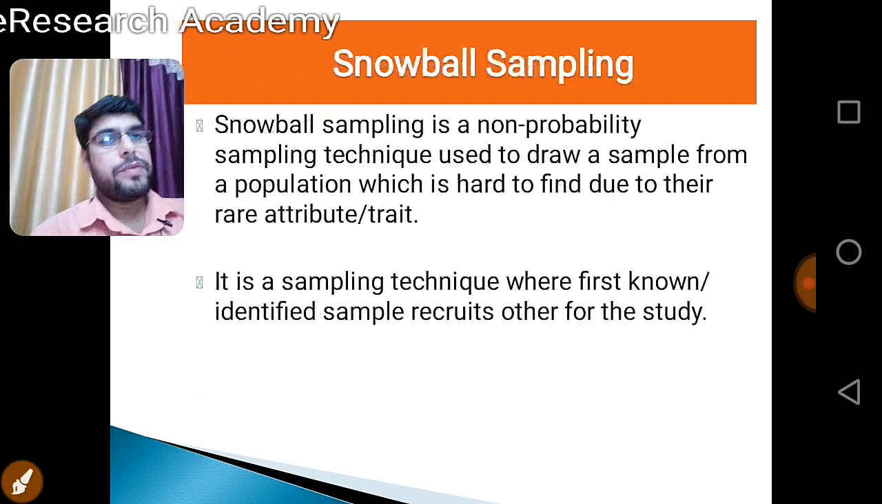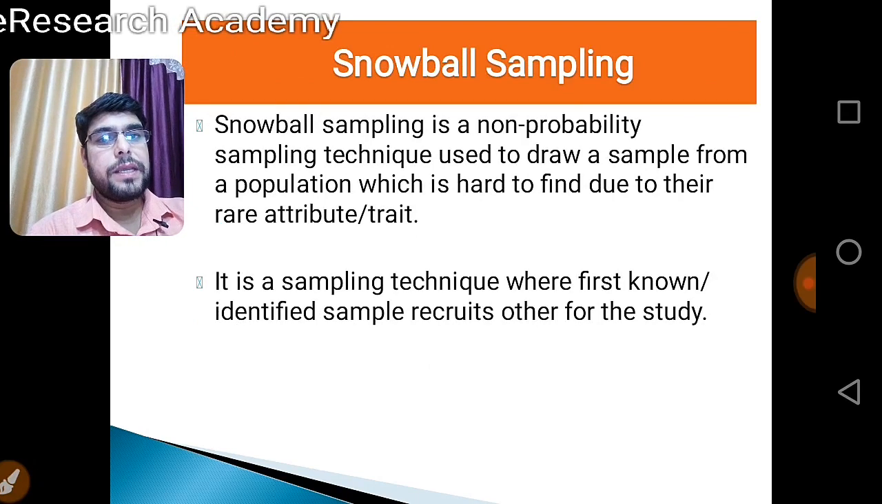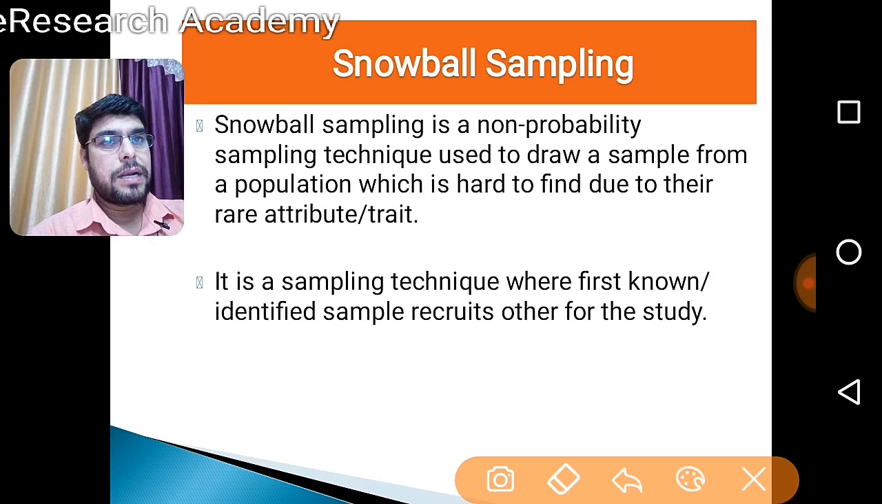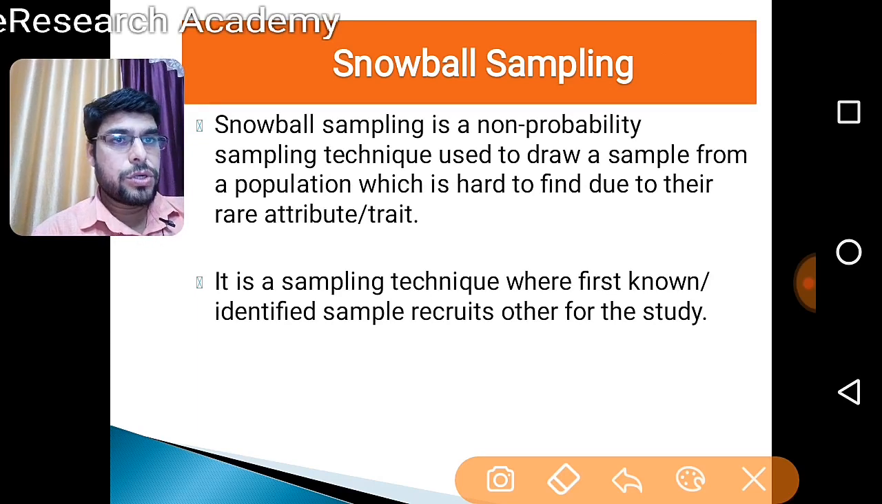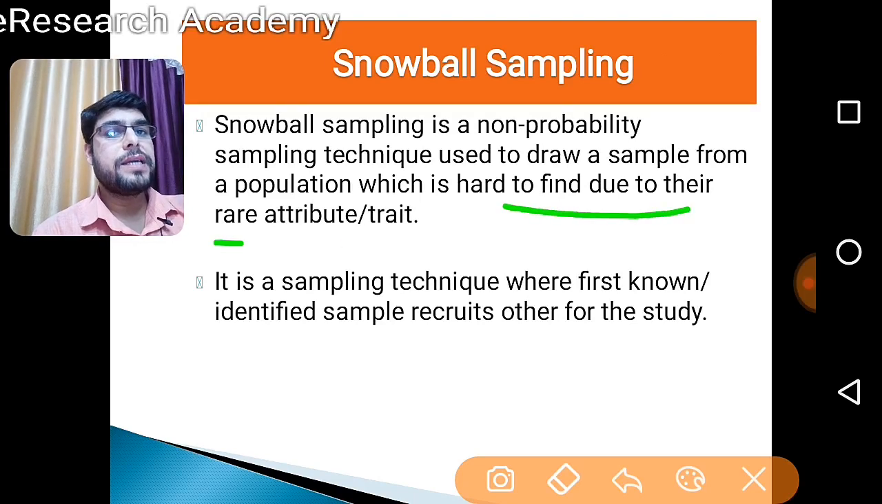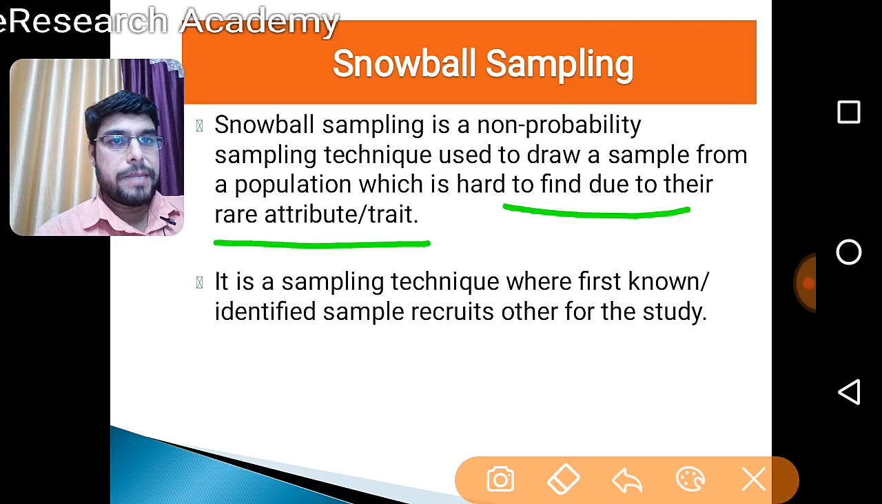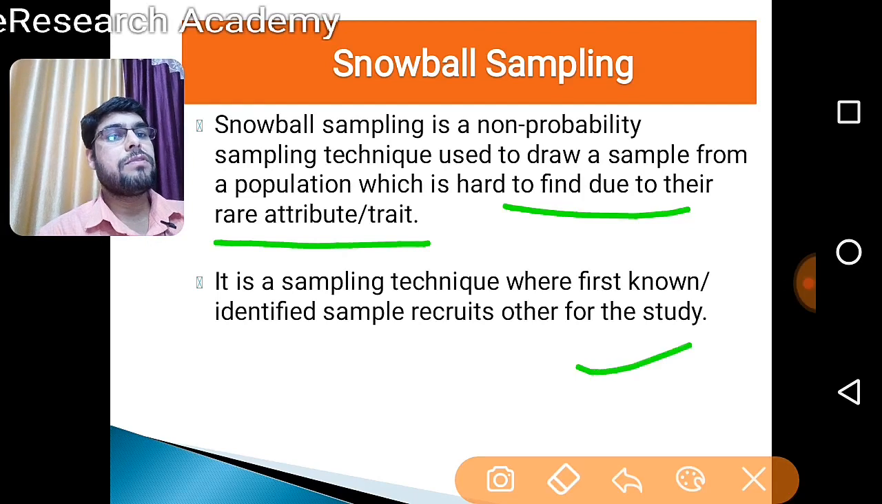Okay, next we have snowball sampling. Snowball sampling is another, the last non-probability sampling technique, used to draw a sample from a population which is hard to find due to a rare attribute or trait. It is a sampling technique where the first known or identified sample recruits others for the study.